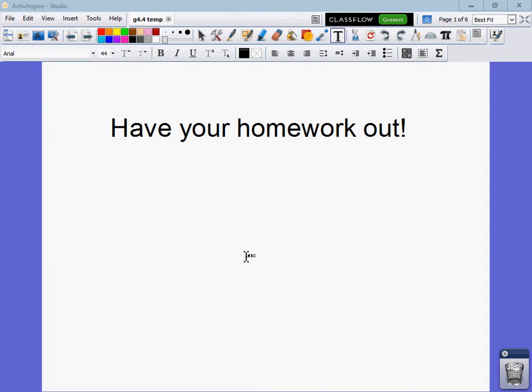Today, we're going to start talking about how to actually put together a geometric proof.